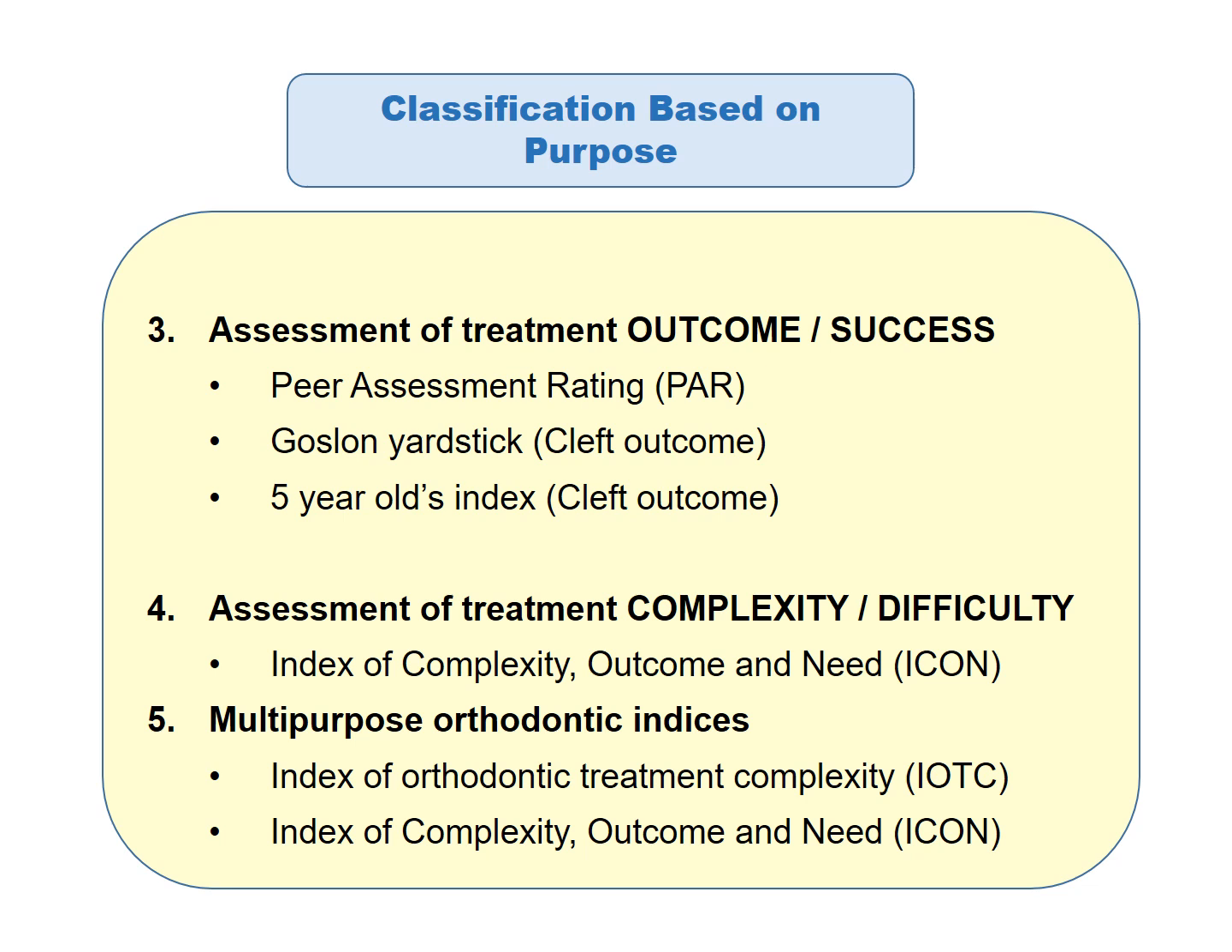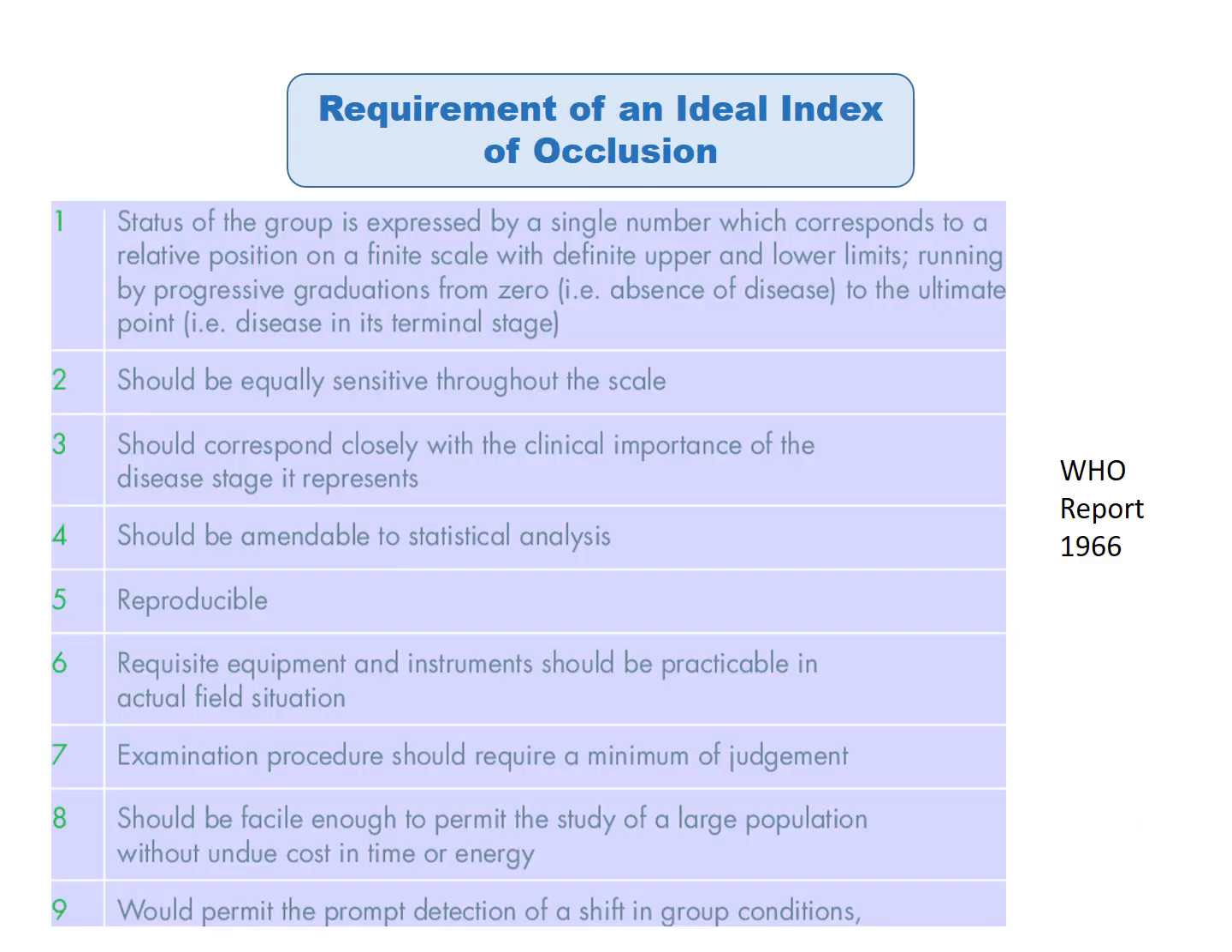And lastly, we have multi-purpose orthodontic indices, whereby they may serve more than one purpose as outlined above. An example of these is the index of orthodontic treatment complexity, IOTC, or the index of complexity, outcome, and need, or ICON.